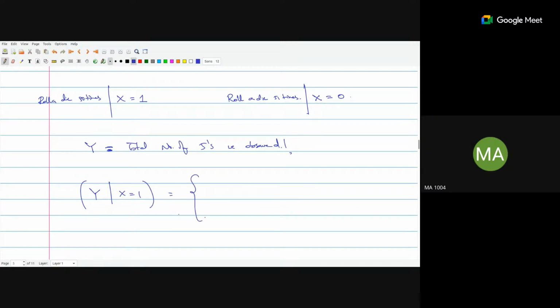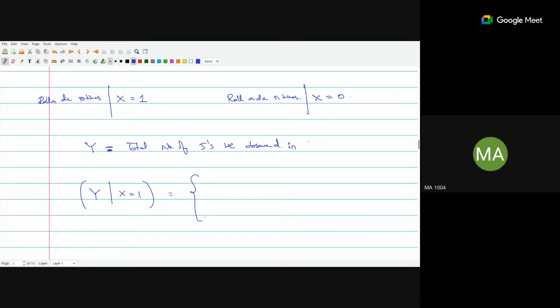So when x is equal to 1, I am rolling a die 50 times and counting the total number of 5s out of the 50 rolls. So that is how the distribution works. That is what the distribution of y given x equal to 1 means. So what is that last word? The total number of 5s we observed in x tosses, maybe.